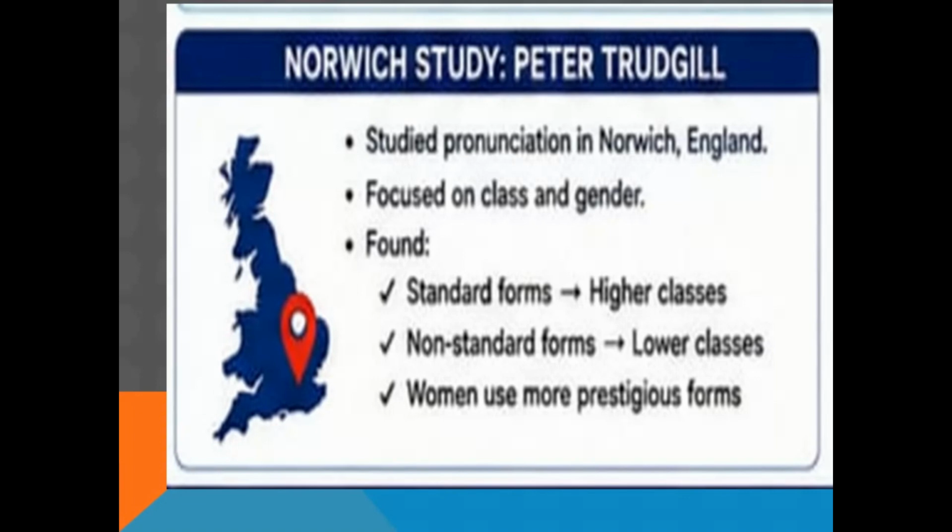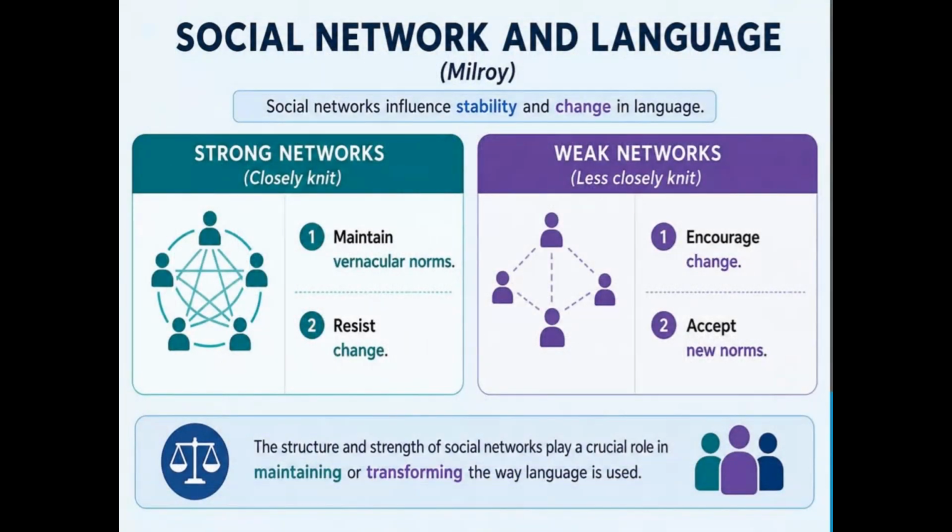Now, Lesley Milroy introduced the idea of social networks. She showed that people living in close-knit communities tend to preserve their traditional way of speaking. Strong social networks help maintain local language varieties. Weak networks encourage language change. These strong social networks do not accept change. They maintain the local language norms, which she called vernacular norms.